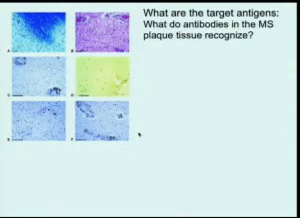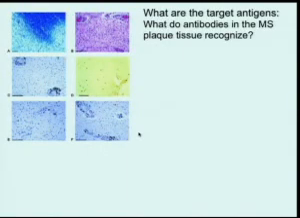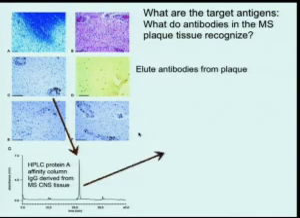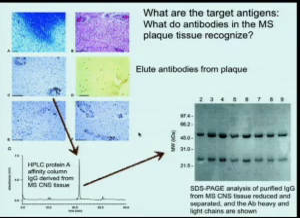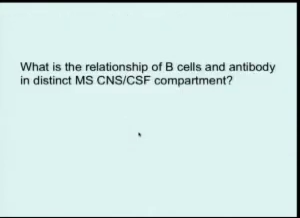Then we were interested in identifying what the target antigens might be. This is work done by Kevin O'Connor, looking directly at MOG, where he isolated the target antigens right from the plaque tissue. Eluted antibodies from the plaque, ran it on an HPLC column, then SDS-PAGE. And when you do that, you see that there are autoantibodies to MOG in the IgG from MS plaque tissue itself. We don't see very much of this at all in spinal fluid or sera, suggesting that much of what might be going on in terms of antigen specificity may indeed be going on in the central nervous system itself.